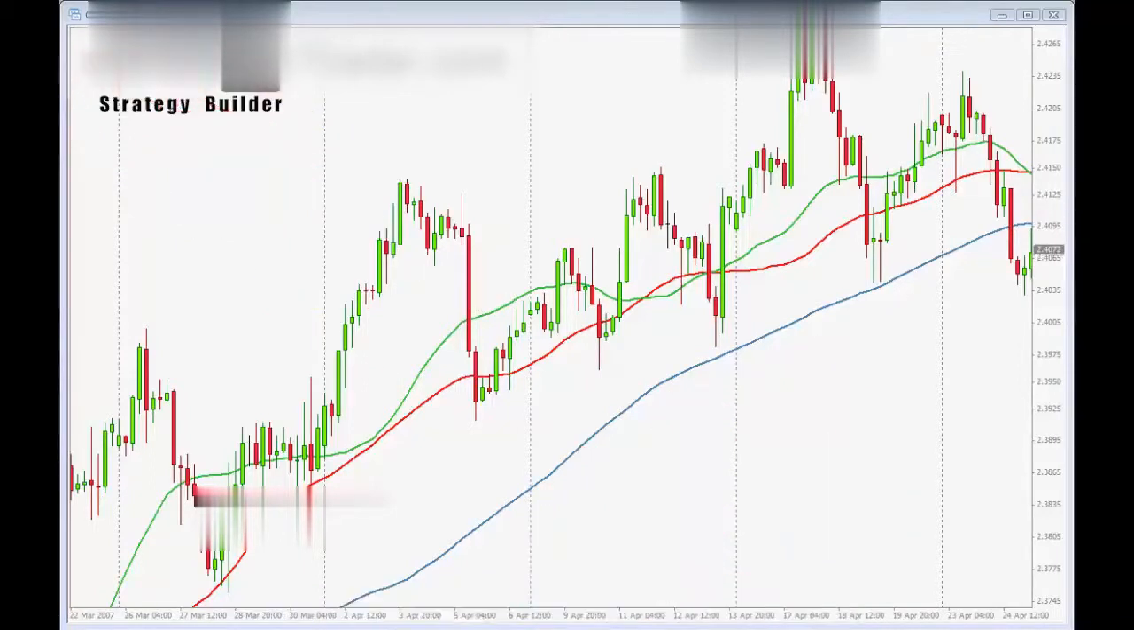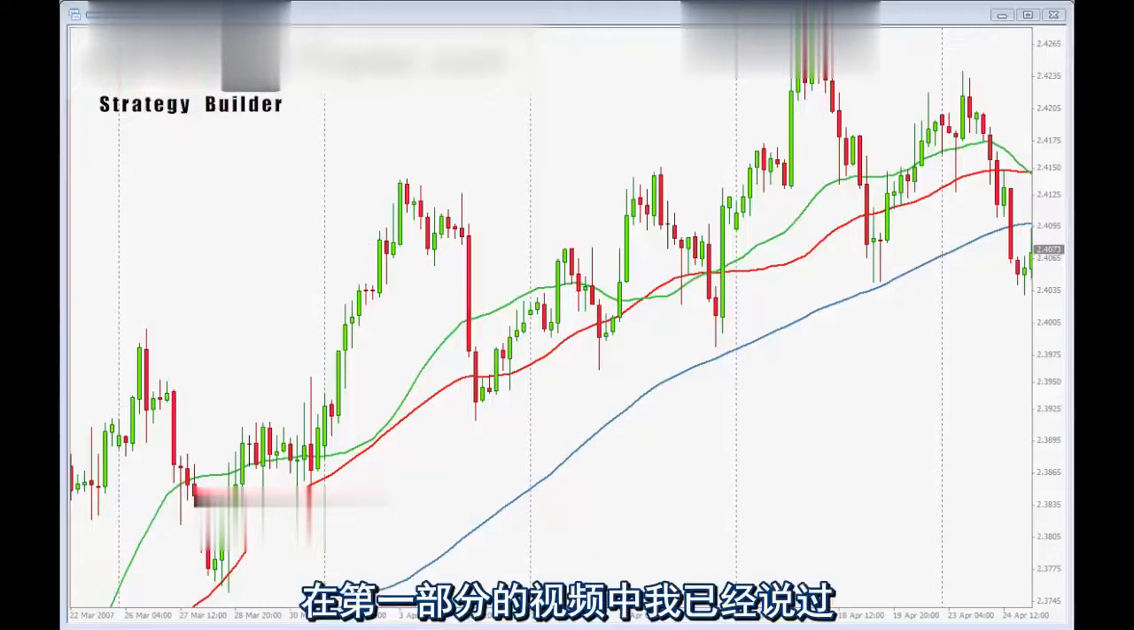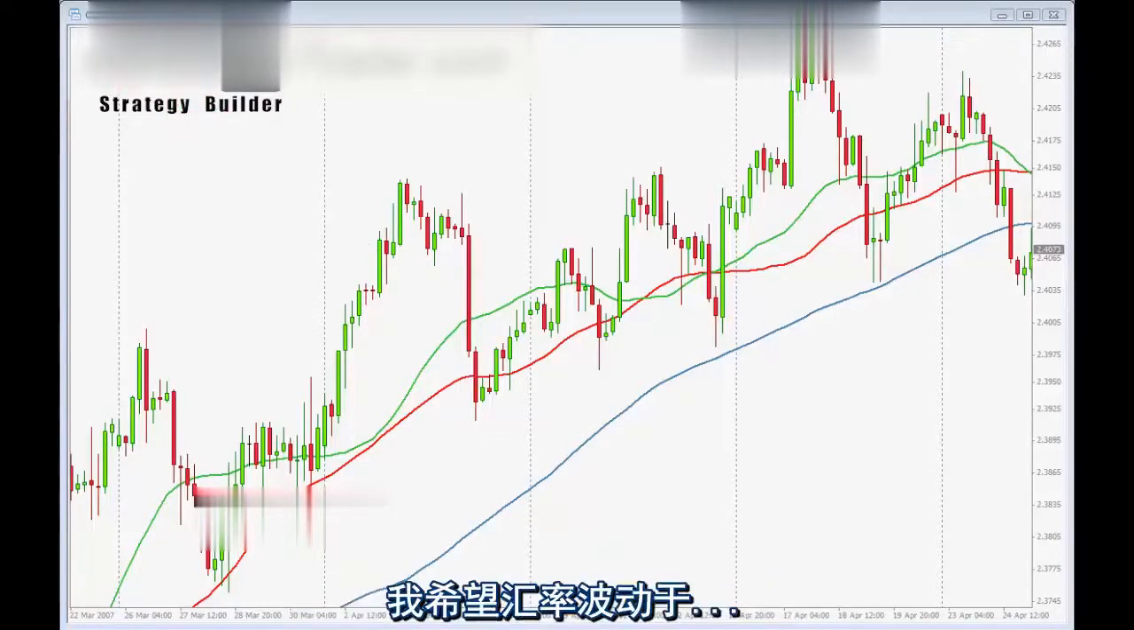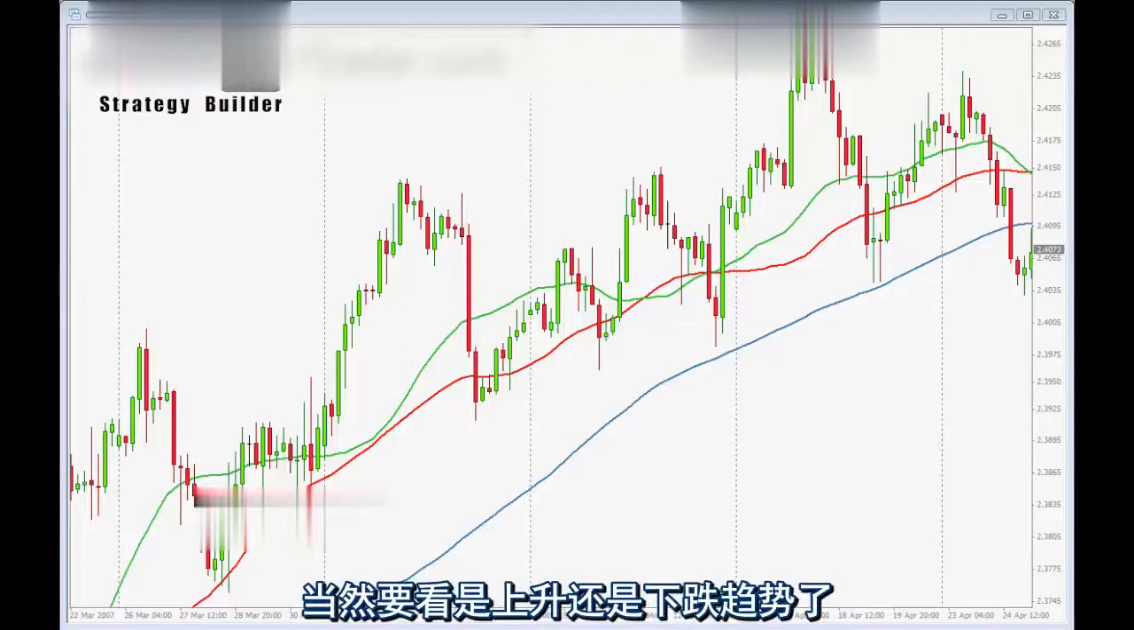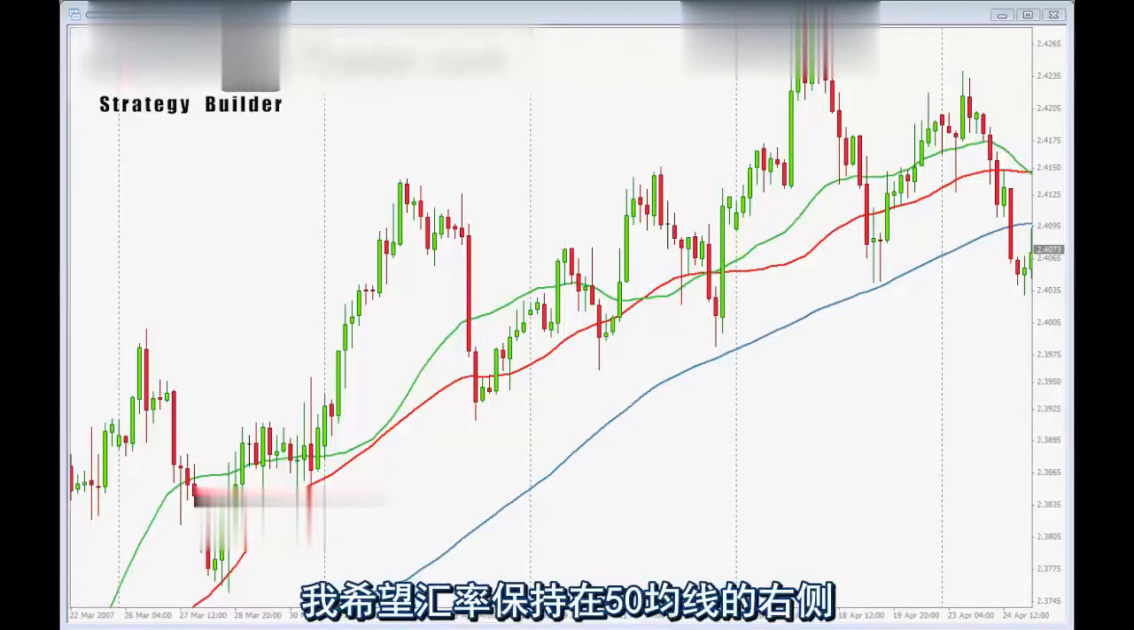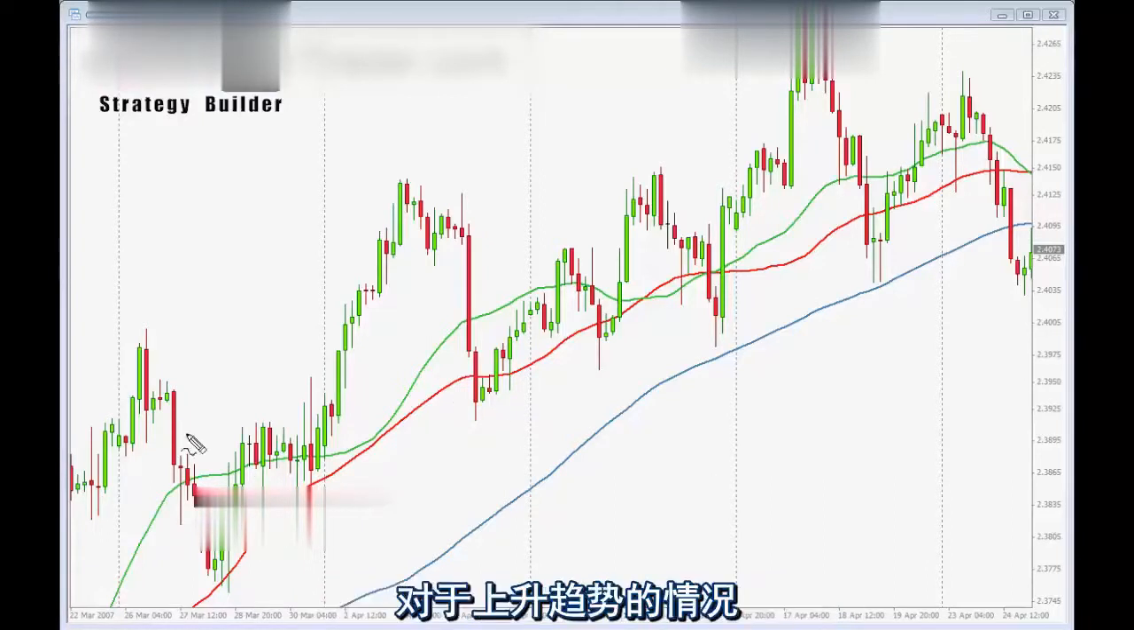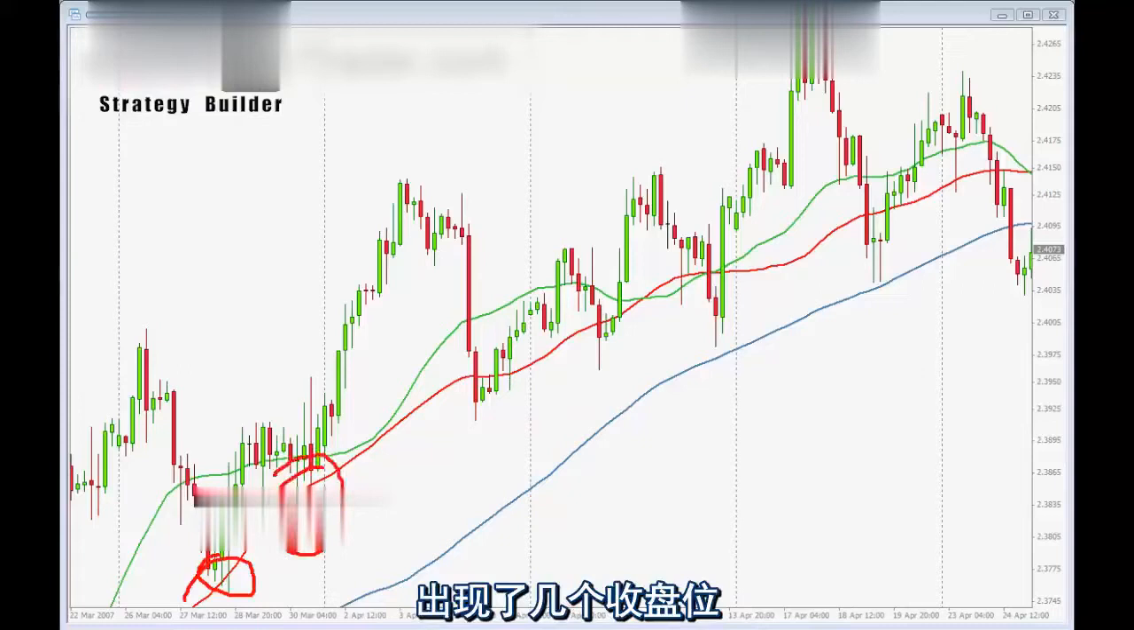All right. As I explained in my first video, I like seeing price spending most of its time above or below, depending on, once again, whether we're in an uptrend or a downtrend. But at any rate, I like the price to be contained on the right side of the 50 simple moving average. In this case, since we're in an uptrend, I like price to spend most of its time above the 50 simple moving average. In this case, we can see that this is the case.